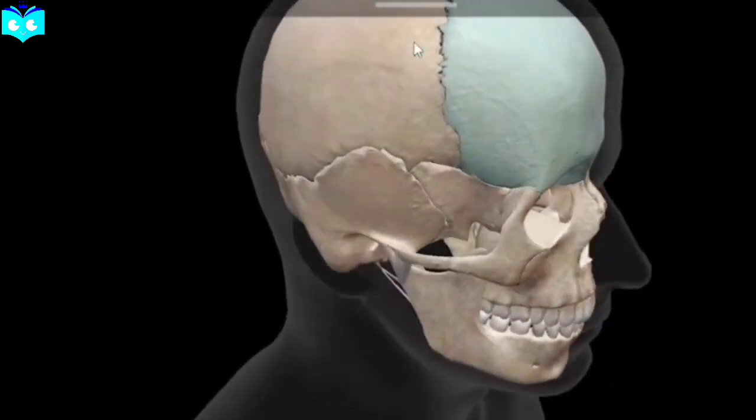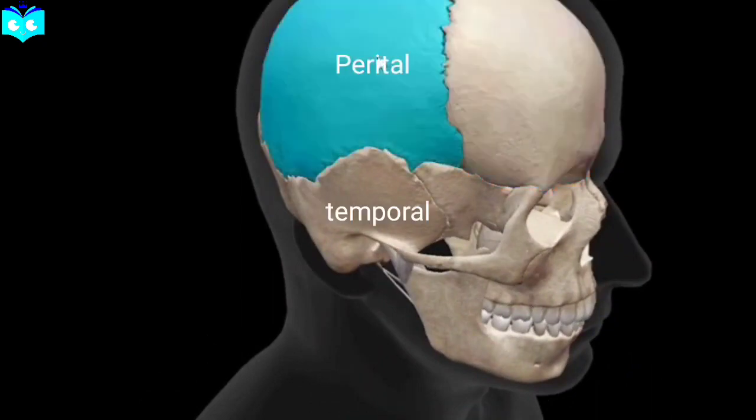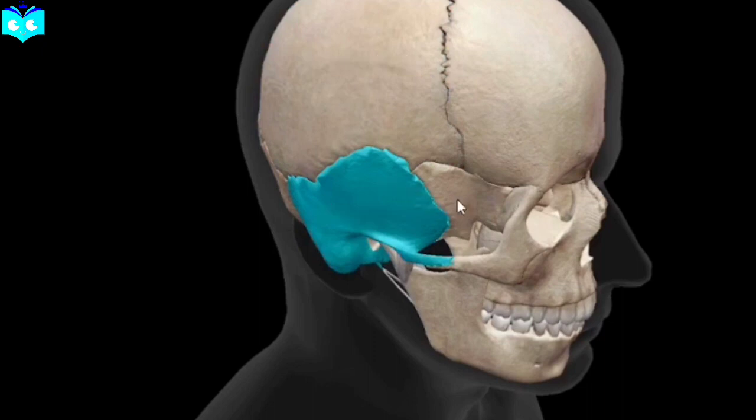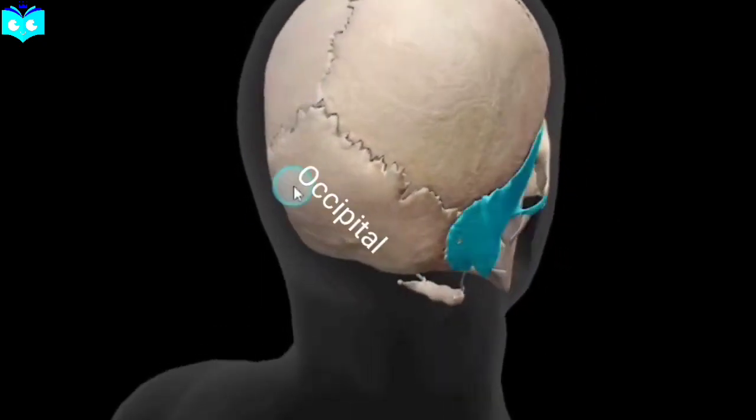First one is the frontal bone. This one is the frontal bone, and if we move upward, this is the parietal bone, which is paired. This one is the temporal bone. Parietal bone and temporal bone are both paired, and at the back, this one is the occipital bone. This is only one.